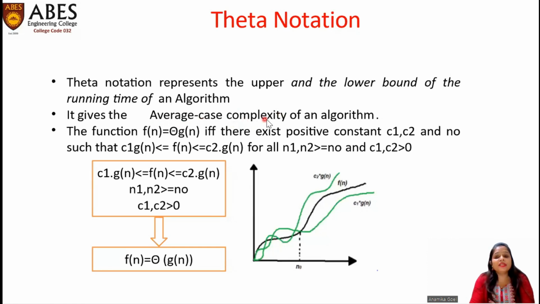What is the meaning of average case? Let us take an example again, linear search. If I have an array of 10 elements and I want to find a particular data item in the available list, and the item is available at the middle of that array, meaning position number 5, that is called the average case complexity of an algorithm. To understand the concept of theta notation, again we see the graph.